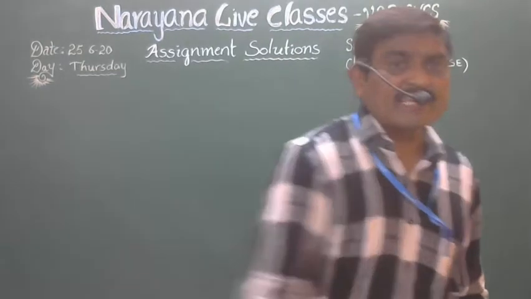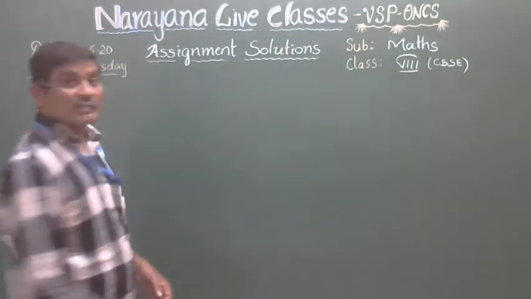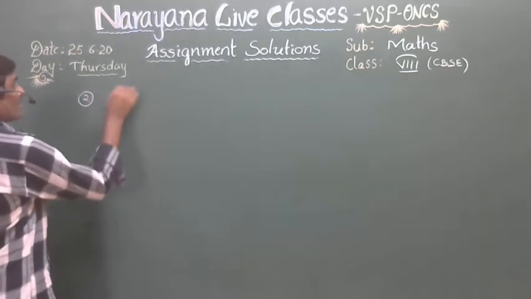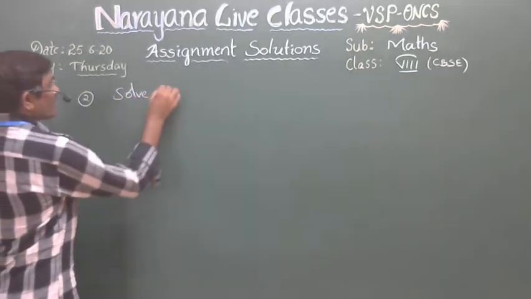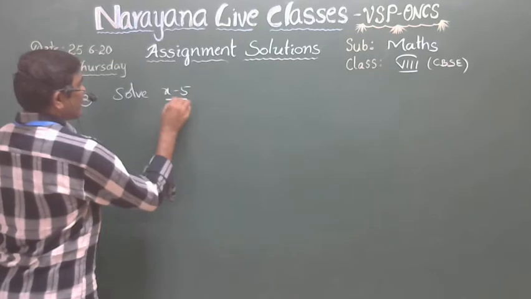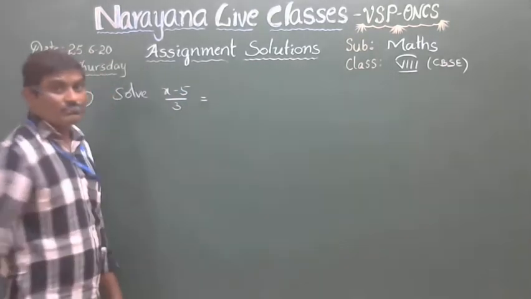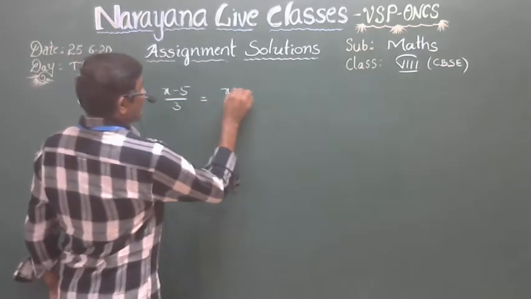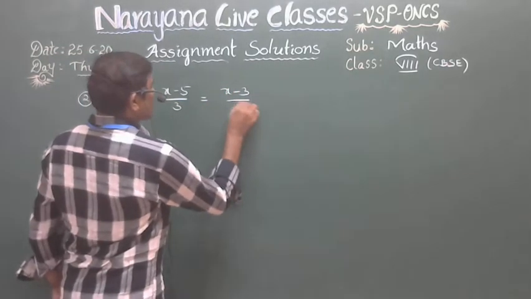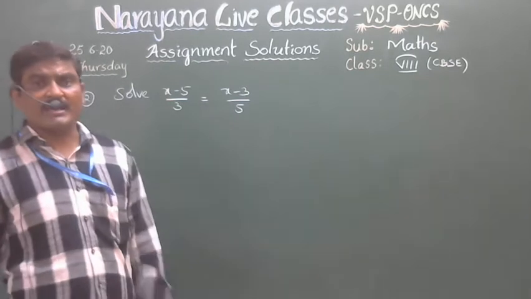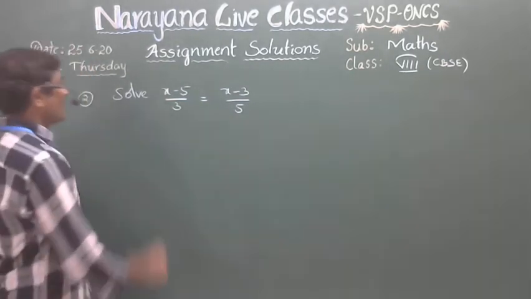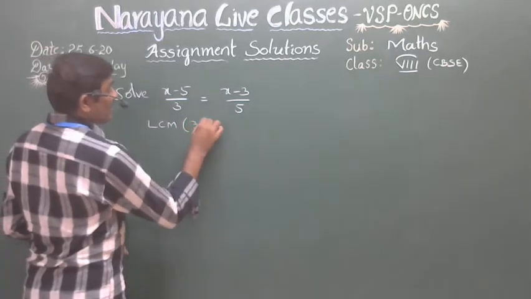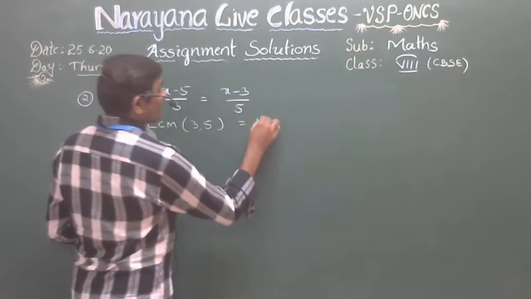Now the second question is: solve x minus 5 by 3 equal to x minus 3 by 5. Same procedure. Find the LCM of the denominators 3 and 5. Here LCM of 3 comma 5 is equal to 15.